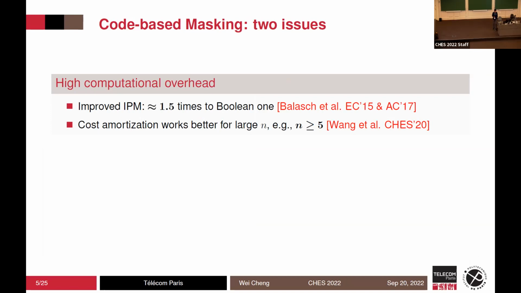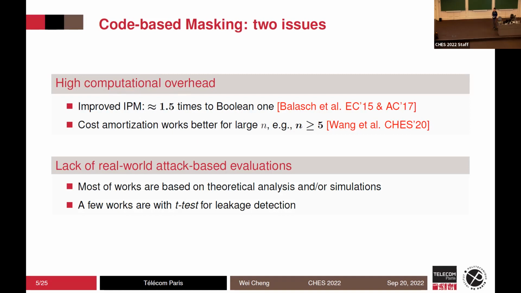However, there are maybe more than two issues, but in this work we focus on two. The first one is high computational overhead. For instance, improved inner product masking costs about 1.5 times Boolean masking. And cost amortization works better only for larger n, but for n like 2 or 3, it could be inefficient. The other issue is that we have many constructions, but most of them have only theoretical analysis or simulation. A few did some leakage assessment tests, but without further attack-based evaluation.